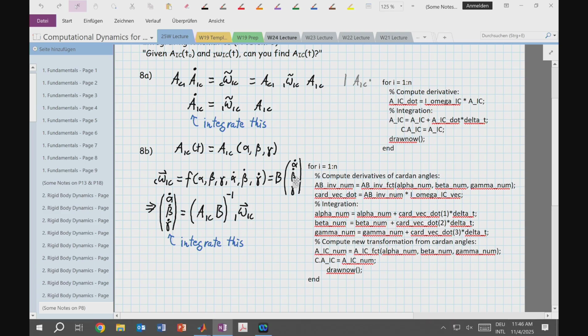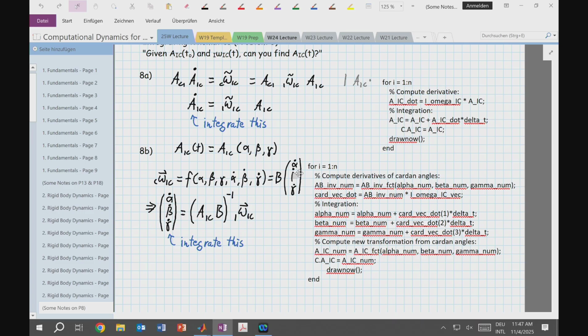I think in the exercise you discovered this more or less by chance. Right? You computed this expression and then thought about a way of extracting it this way. But it shouldn't surprise us. Why should that not surprise us? Well, if you think about this matrix AIC being a function of alpha, beta, and gamma, and I want to compute AIC dot.